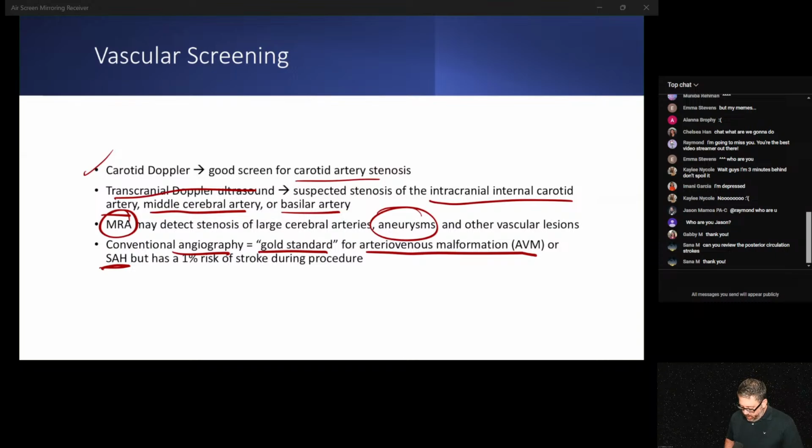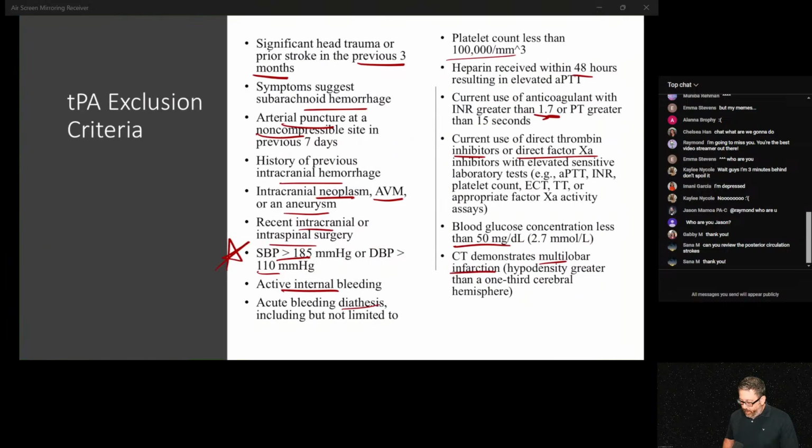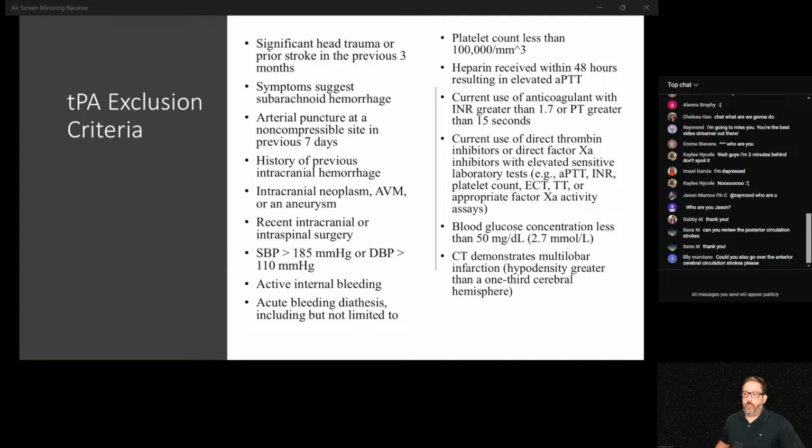Majorly important here. Okay, so this one, you will have a question dealing with TPA criteria. There'll be a scenario. So obviously I'm going to pick the major ones. So blood pressure being high, active bleeding, platelets being low, heparin received recently, high INR, head trauma within 3 months. You know, those are the big ones.